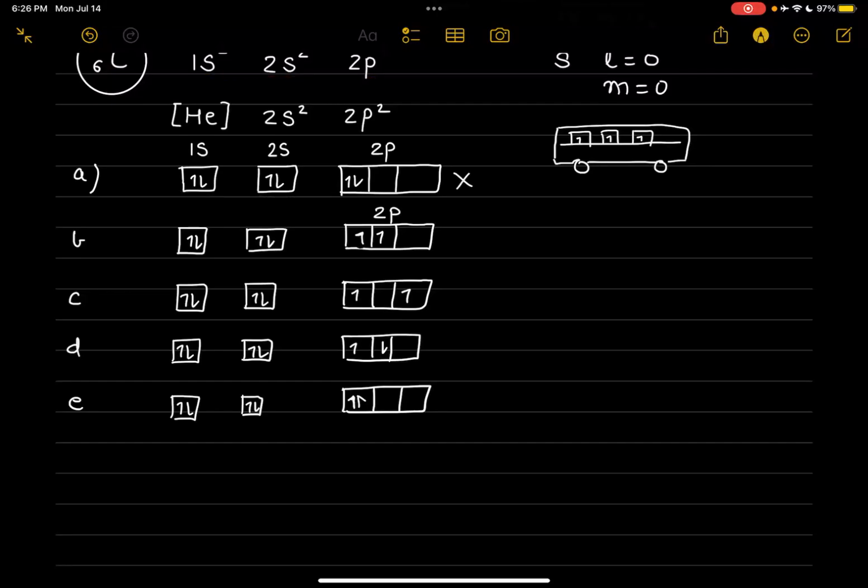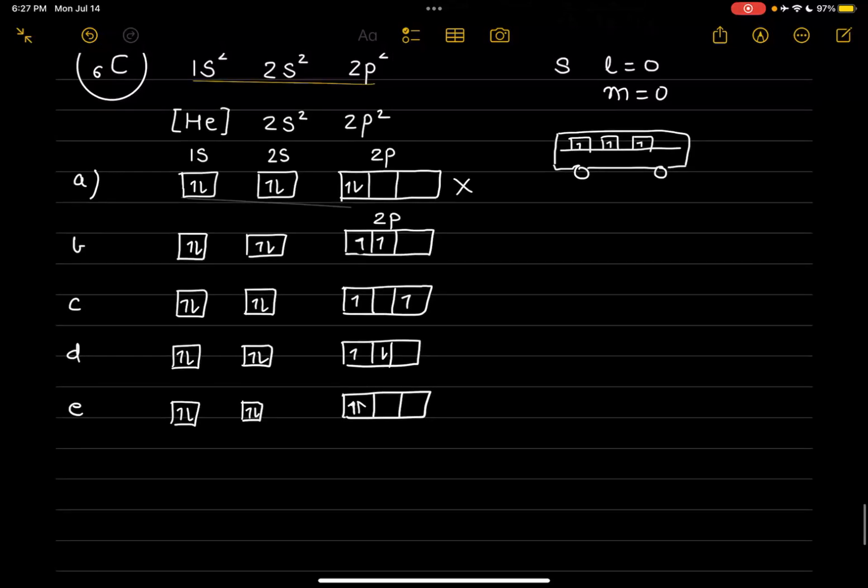Just like I gave the example of a bus, where first the students tried to occupy the window seat. Is it D then? I'm confused between B and D, because one arrow is up, the other is up. Yes, so B is correct, exactly. So if there are multiple orbitals within the same subshell, they should be filled with one electron each with parallel spins. So B is correct. Parallel spins also you should keep in mind.